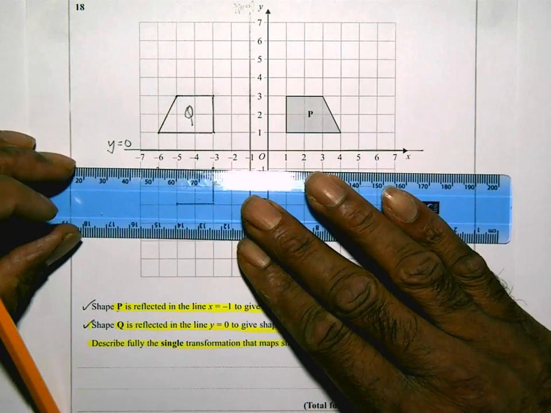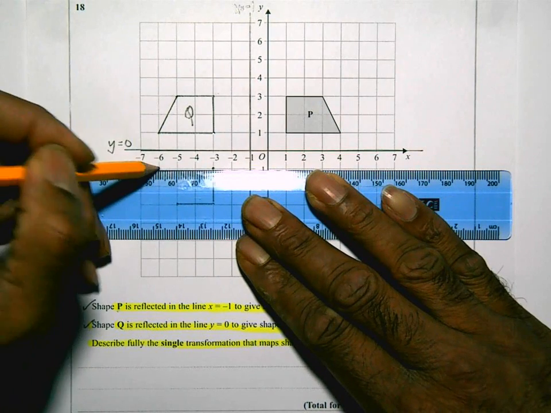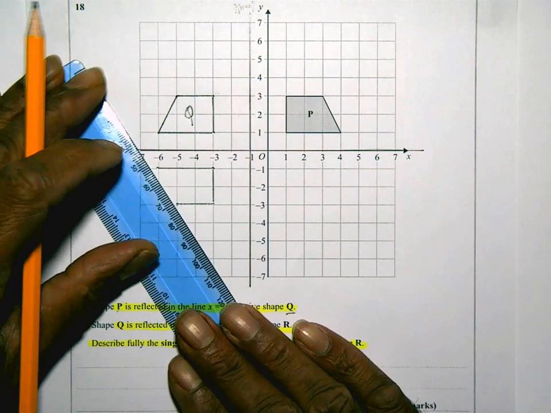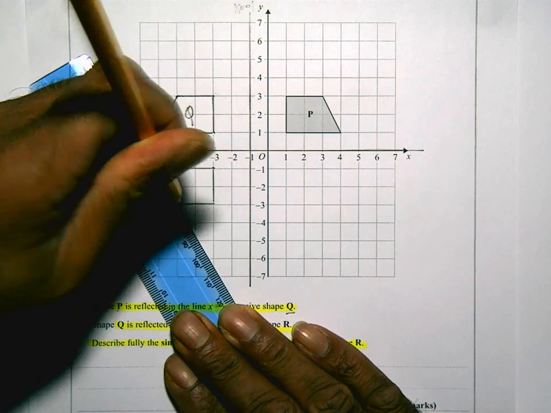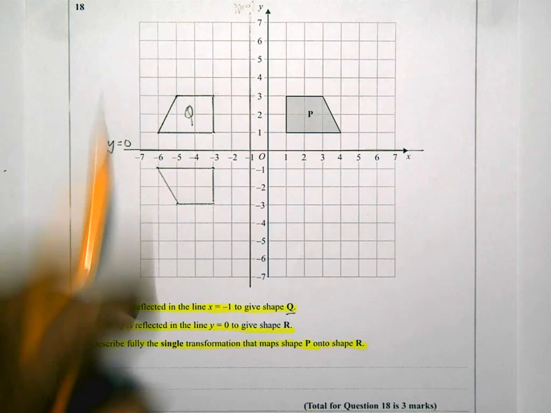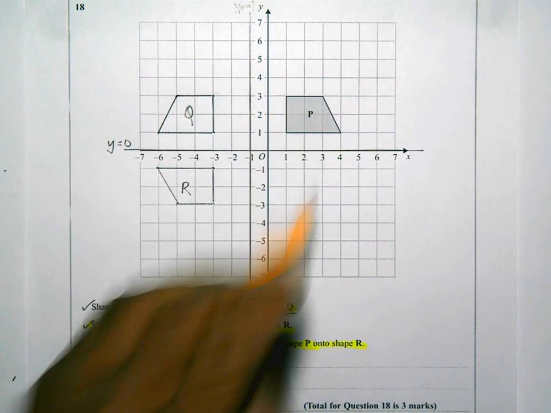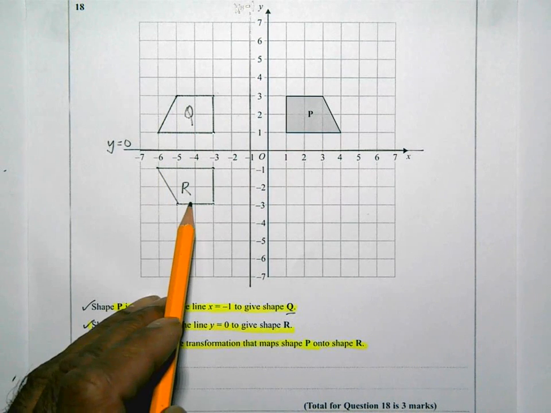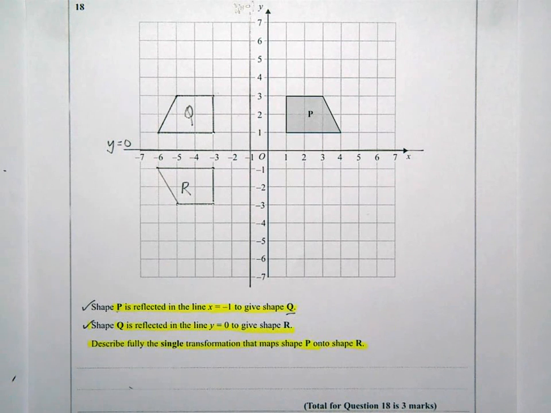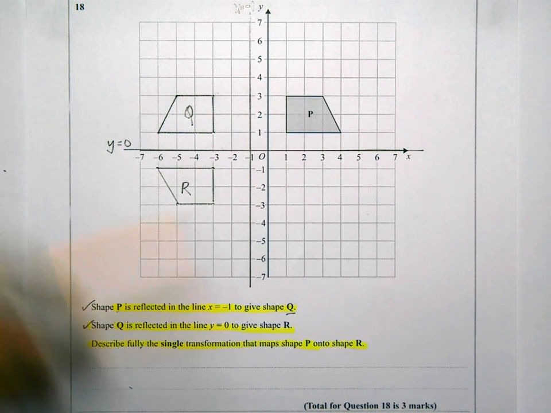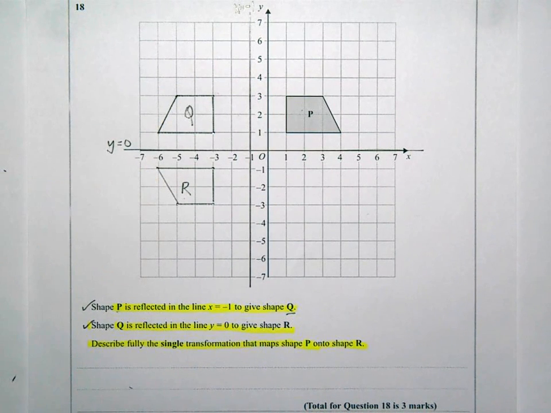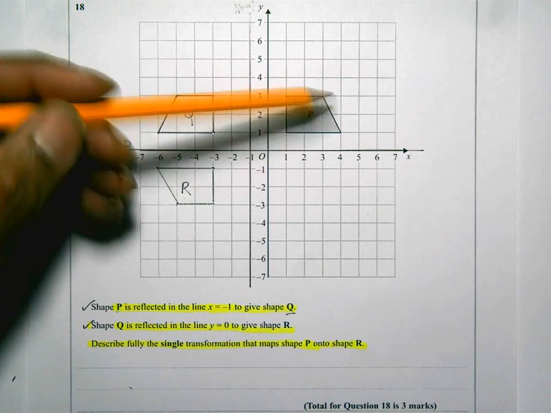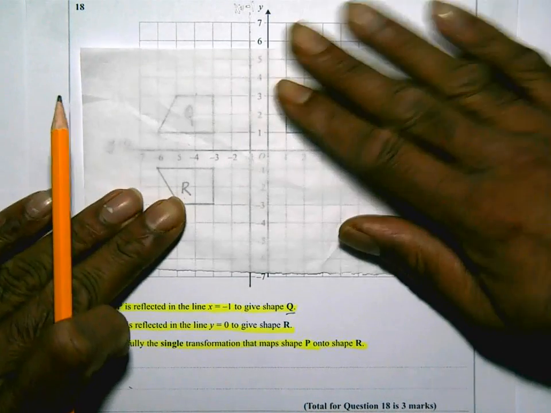Now the next bit is to decide what's the single transformation that's going to take P to this shape. Now we've done 2 transformations, 2 reflections to get P to R. We've done a reflection to get to Q and then a reflection of Q to get to R. But what the examiners want us to do is to say, what single thing could I do to P to get me all the way here? And if you're familiar with your transformations, you should know that that is going to look like a rotation. You need to get some tracing paper to help you find the center of rotation and to test it out.